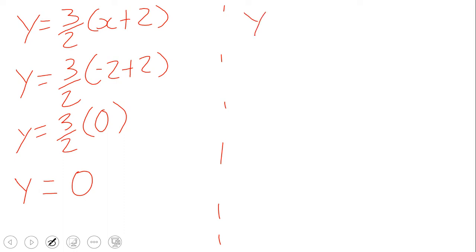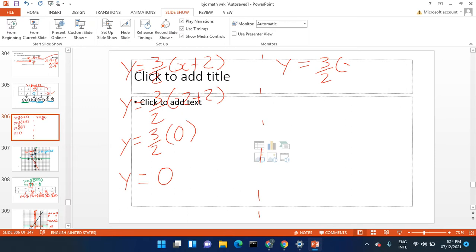And then we did the same thing for the other side. But this time we're going to substitute in positive 2. Sorry, give me a moment. Let me allow these persons to come in.